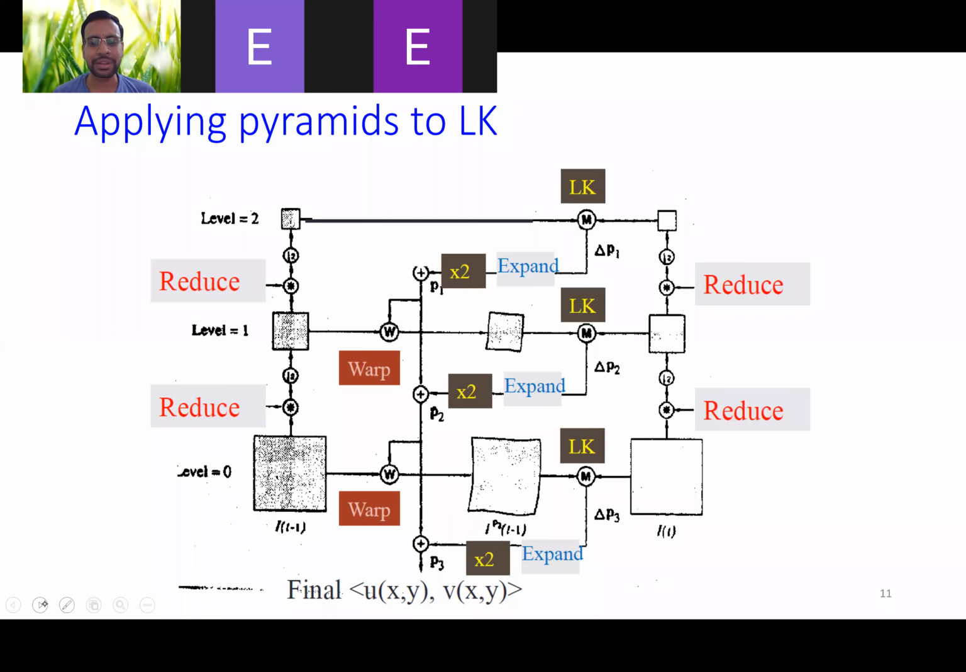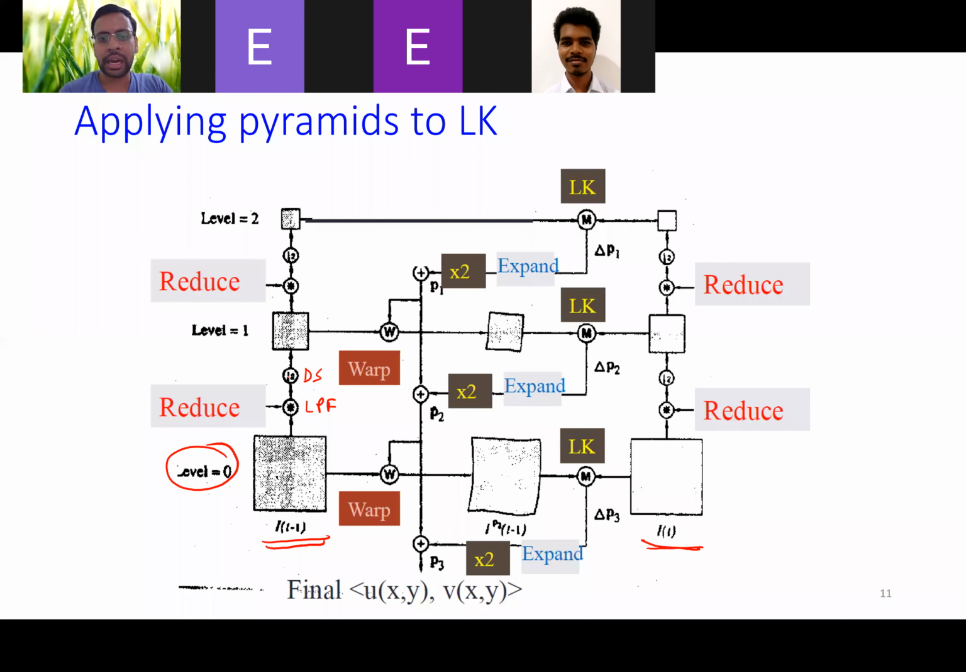This is grabbed from the paper itself. See, for example, what you do. This is your level 0, which means the original image. There are two images here, I of t and I of t minus 1. What will you do now? You first apply a Gaussian, a low pass filtering. You convolve with a Gaussian, and then you do downsampling here, right? And that would give you the next level image.